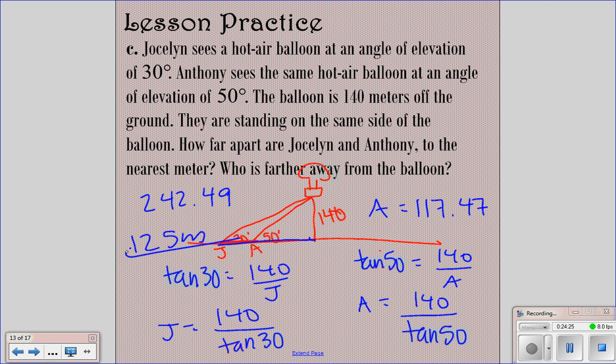I'm sorry, that's how you do that one. I misread it to begin with. So then it asks who's further away from the balloon. We just did the math a minute ago, and we found that Jocelyn was further from the balloon. You can also think about it logically. The closer you get to something, the higher your angle of elevation is going to be to look up to see the top of it. And so since Anthony has the bigger angle, he's going to have to be closer than Jocelyn. So as you get closer to something, your head has to look further and further up in order to see it. And so that's how we know that Jocelyn is further away from the balloon.